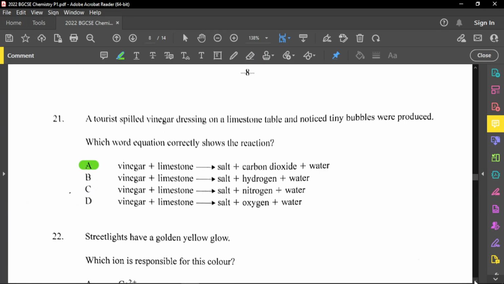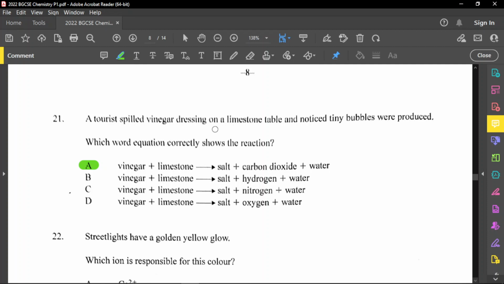It said a tourist spilled vinegar dressing on a limestone table and noticed tiny bubbles were produced. Which word equation correctly shows the reaction? Just to make a note right here, limestone is calcium carbonate, right? So it's a carbonate, and vinegar is an acid, acetic acid. So think about an acid and a carbonate, what you should get as a result.